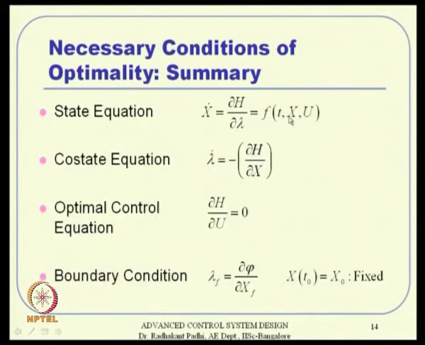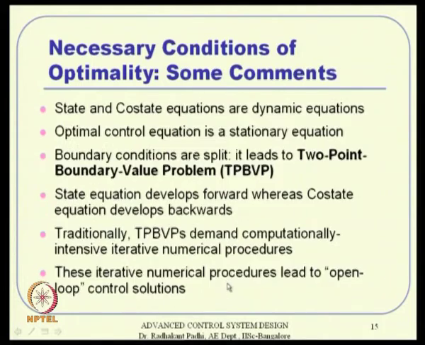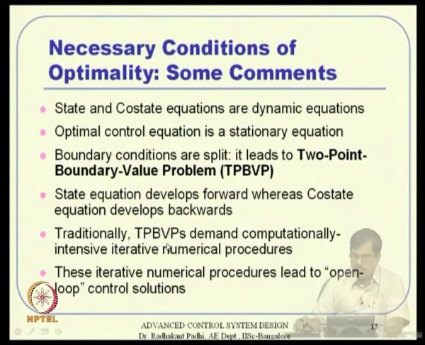And also remember, the state equation is given in this form where the initial condition is given. That means the state equation develops forward in time, whereas for the co-state equation, if you see, the boundary condition is at tf and the equation is like that. So it is actually backward in time. The state equation develops forward, whereas the co-state equation develops backward.